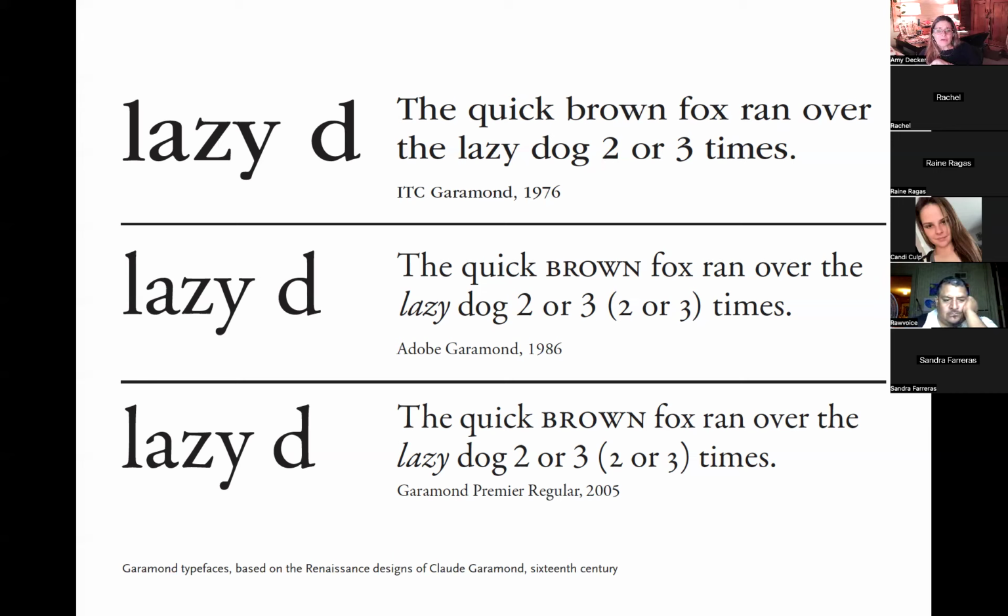And what I want to ask you is, what do you see different? They're all Garamond, but are they all the same? Or are you seeing differences?